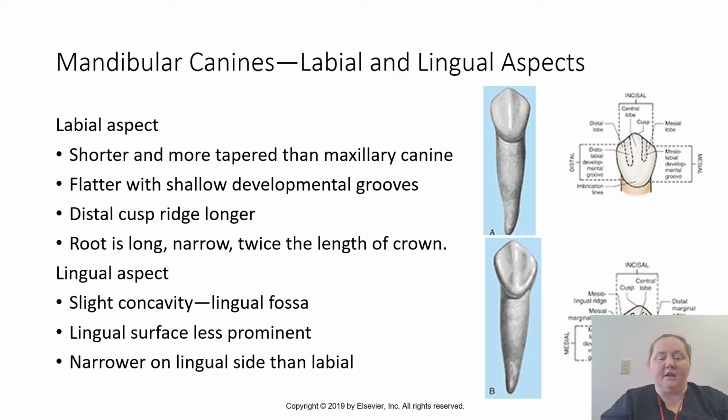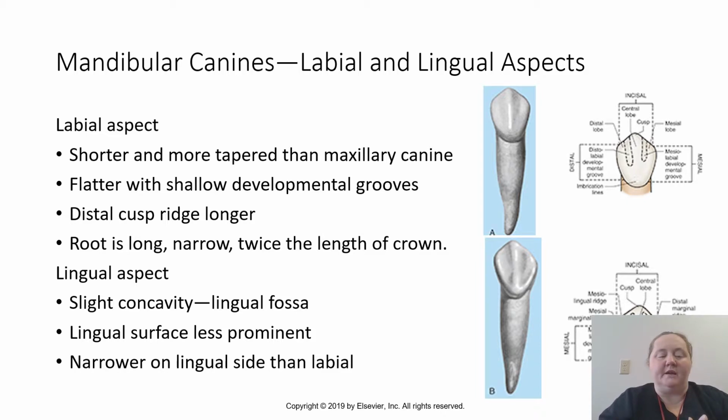Our mandibular canines are shorter and more tapered than the maxillary canines. So just like in the permanent dentition, they're just a little bit shorter, okay? They're flatter with shallow developmental grooves. The distal cusp ridge is longer, and the root is long, narrow, and twice the length of the crown.